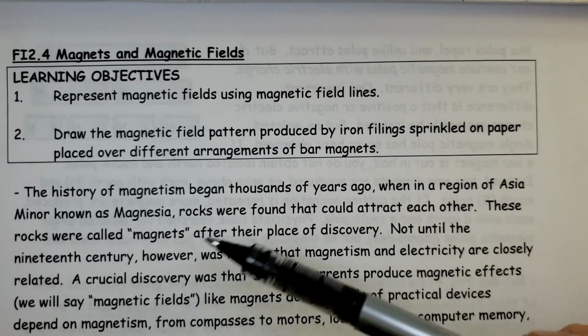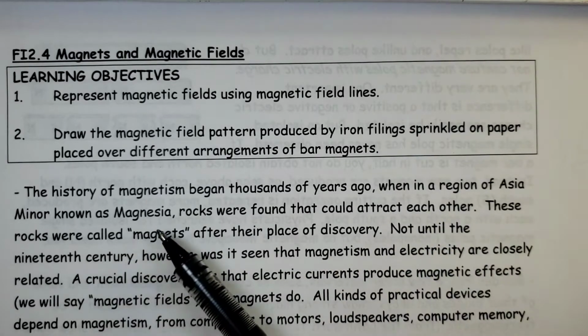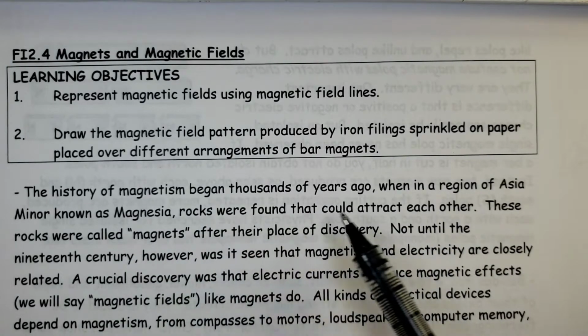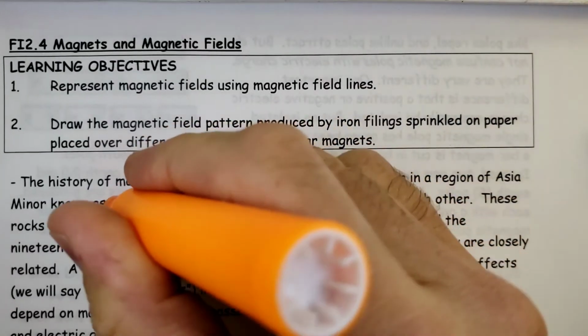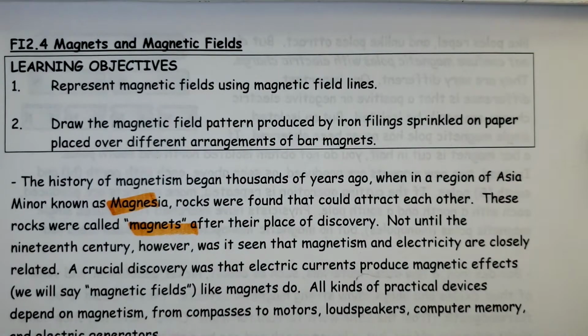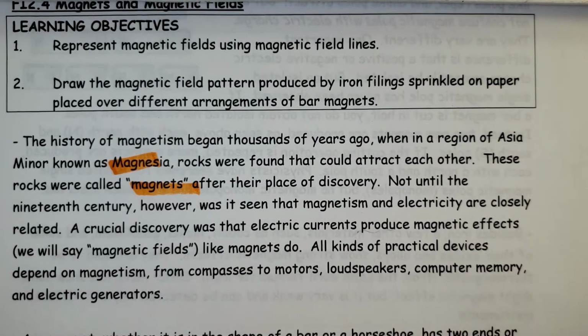bar magnets. So the history of magnetism began thousands of years ago when, in the region of Asia Minor known as Magnesia, rocks were found that could attract each other. These rocks were called magnets, named after, of course, the place of discovery. Not until the 19th century, however, was it seen that magnetism and electricity are closely related. A crucial discovery was that electric currents produce magnetic fields like magnets do. All kinds of practical devices depend upon magnetism, from compasses to motors, loudspeakers, computer memory, and electric generators.